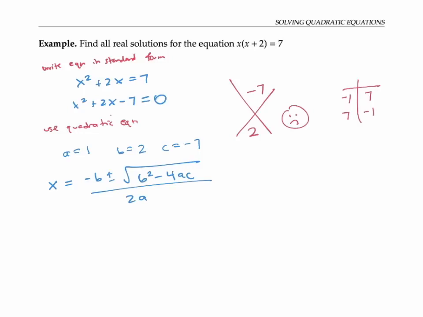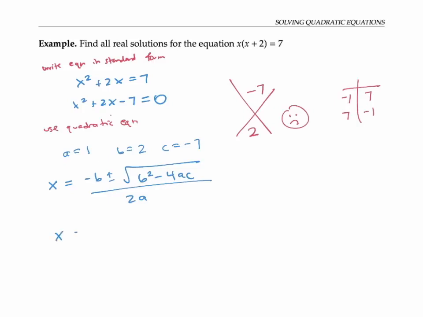Different people have different ways of remembering this formula. I'd like to remember it by singing it. X equals negative b plus or minus the square root of b squared minus 4ac all over 2a. But you can use any mnemonic you like.